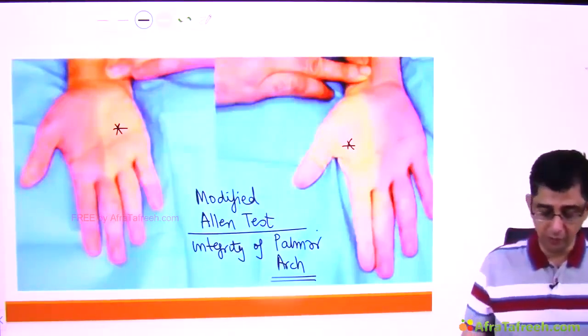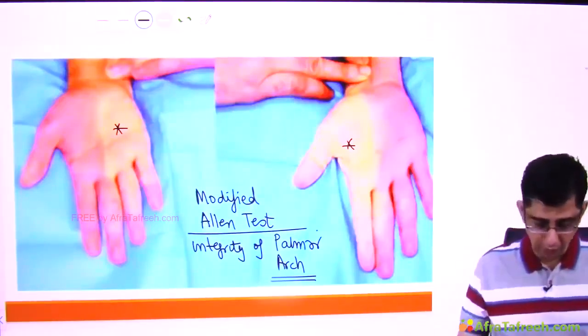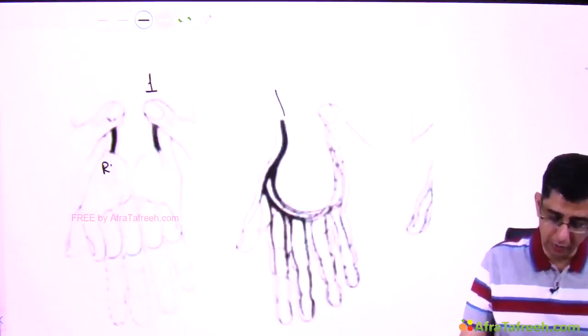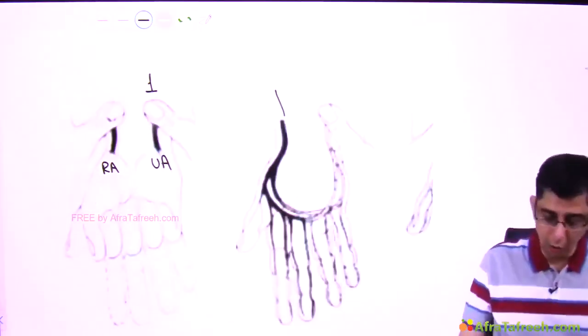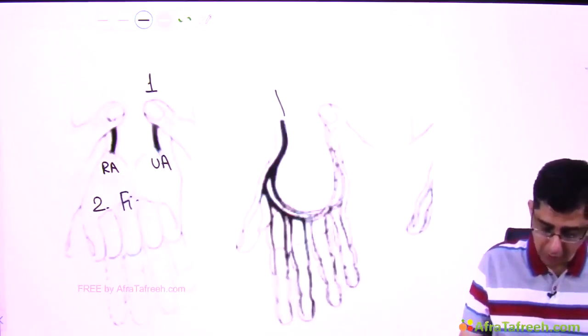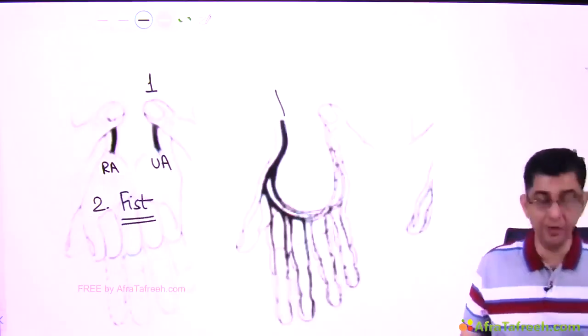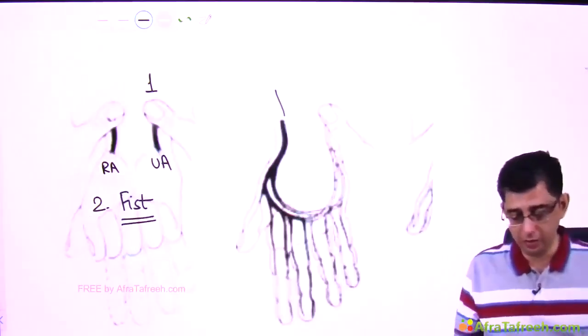For performance of the modified Allen's test, first you will simultaneously obliterate the radial and the ulnar artery of the patient. This is the radial, this is the ulnar artery. You will simultaneously obliterate them. Then you will ask the patient to make a fist. So step 1 is obliterate both the arteries. Step 2 is obviously make the patient form a fist.